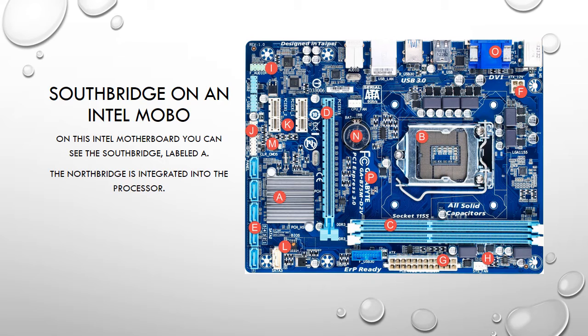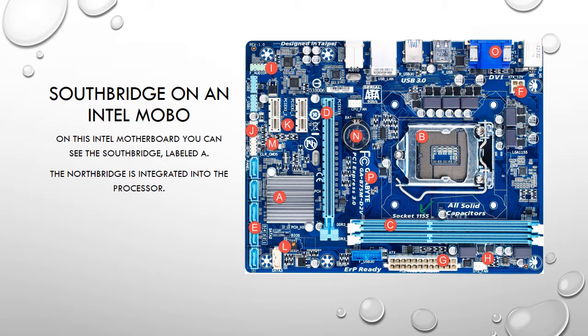So here is a motherboard. This is an Intel motherboard. You can tell that it is a land grid array. I can tell that it is a socket 1155. How do I know that? Because it says socket 1155 right here. And you may very well see this on a test, and I may very well ask, what kind of socket is this? And you should be able to say, it is a socket 1155, because you can see it says it right there.